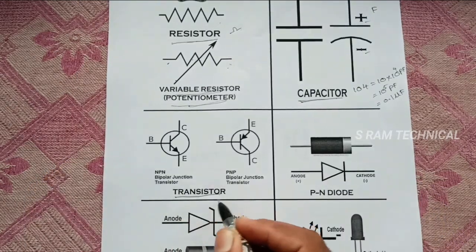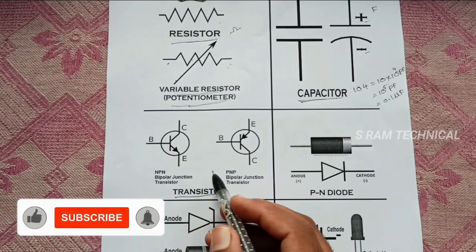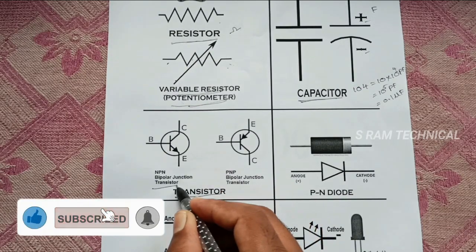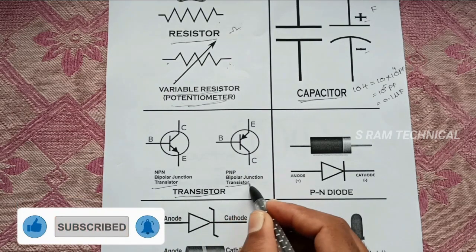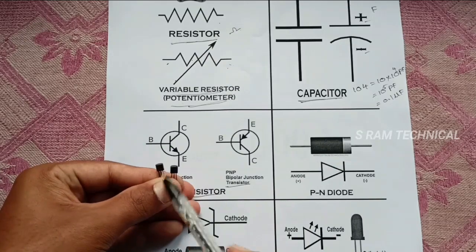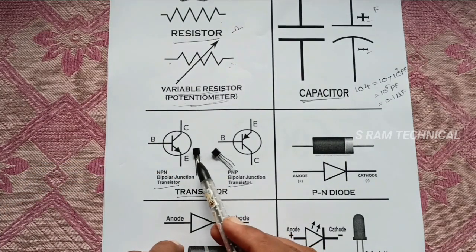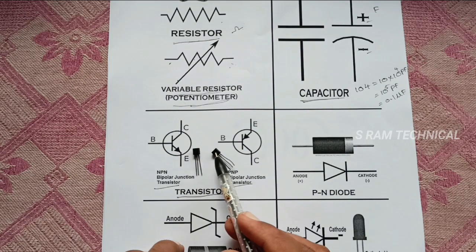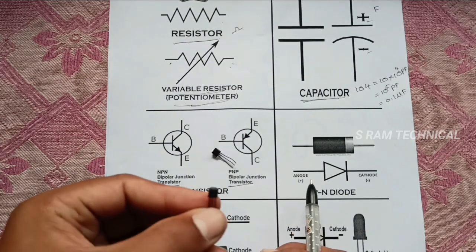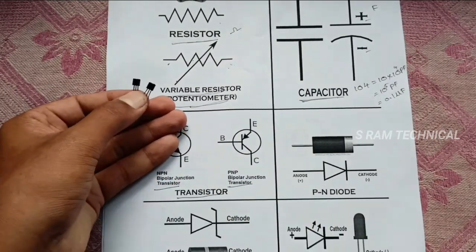Next component, the transistor. It is a semiconductor device. There are many types of transistors. Here we are looking at BJT NPN and BJT PNP transistors. This is an NPN and this is a PNP transistor. Comparing them, both look similar, so we can't tell which transistor is NPN and which is PNP. But transistors have numbers, and based on that we can determine whether the transistor is NPN or PNP.